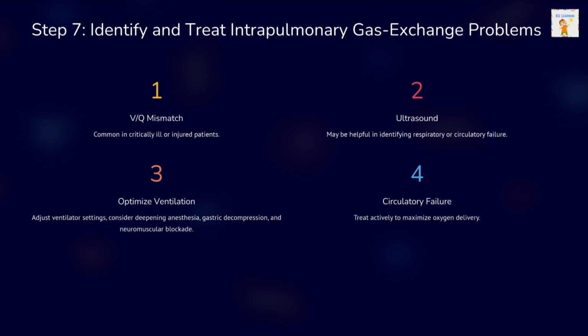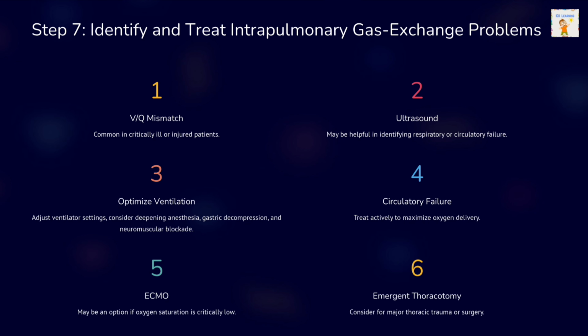neuromuscular blockade. We have to treat circulatory failure because sometimes, because of very low blood pressure, we cannot generate EtCO2 and we think that we are not able to ventilate the patient. In the extremes of the cases, we may have to consider ECMO, and if there is major thoracic trauma or surgery, we have to consider emergent thoracotomy, which is another radical step.